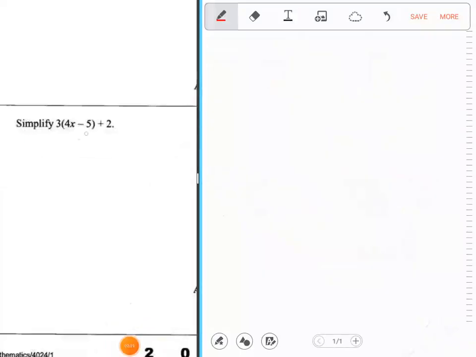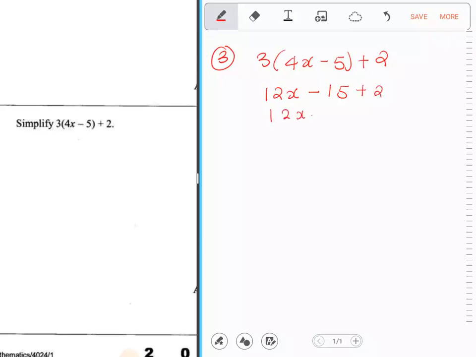Next question says simplify, which is question 3. 4x minus 5 plus 2x, expand now. 3 times 4, 12. 3 times there, 15 plus 2 should give us 12x minus what? 13.